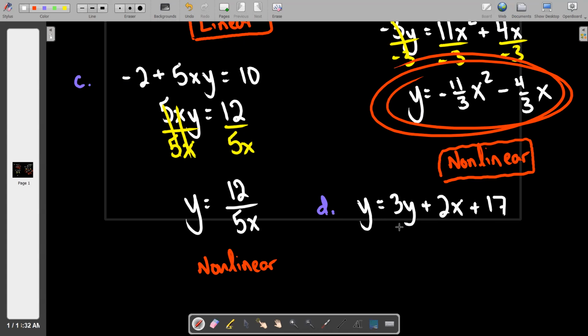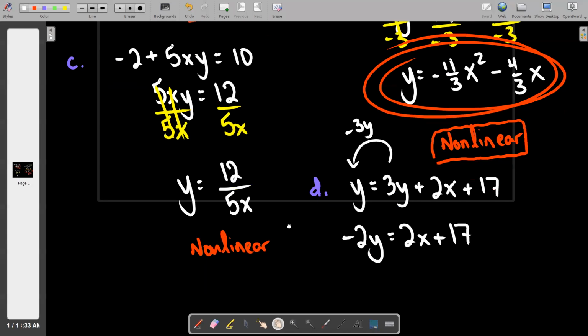It is. Let's take a look, okay? So yes, to answer your question, wouldn't we do that? Yeah, there's a lot of things we would do. So to get y by itself, honestly, I might just take the 3y and bring it over here by subtracting 3y like this. So I'm going to wind up with negative 2y equals 2x plus 17.